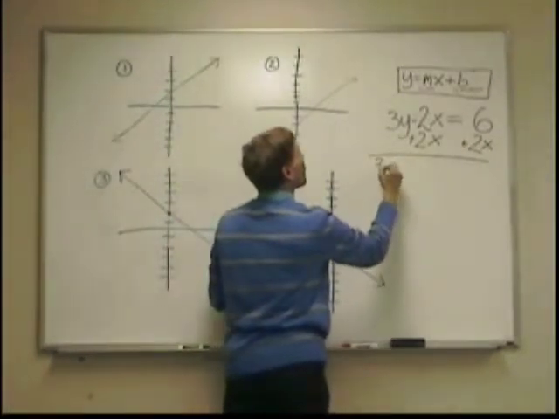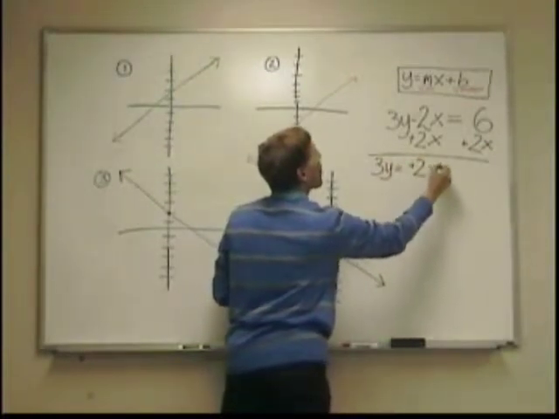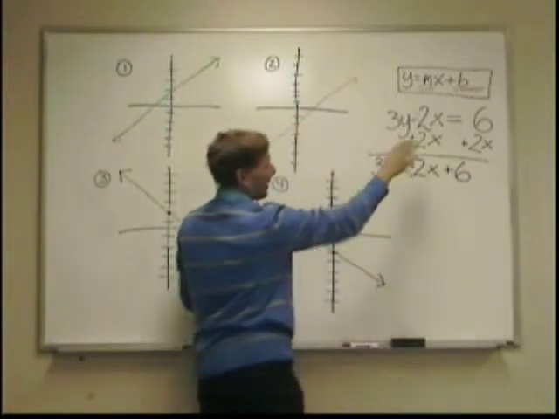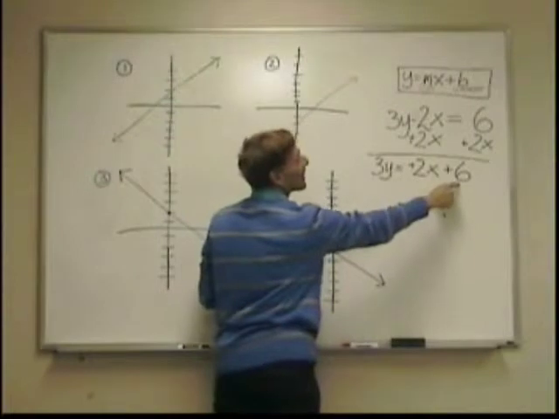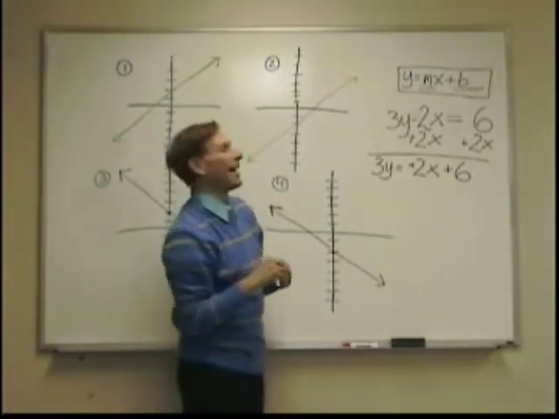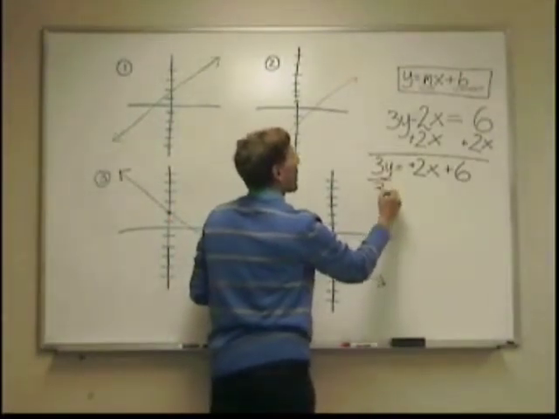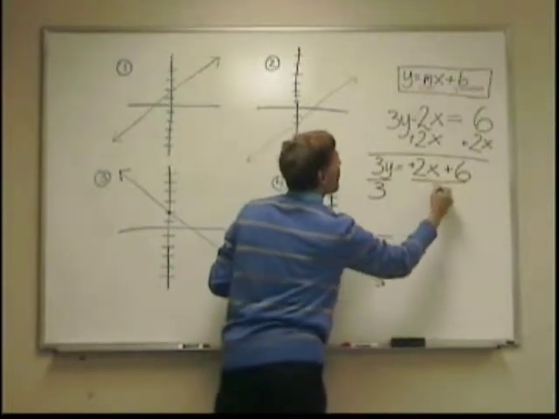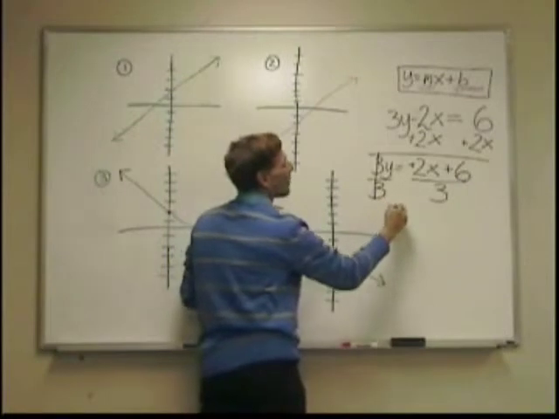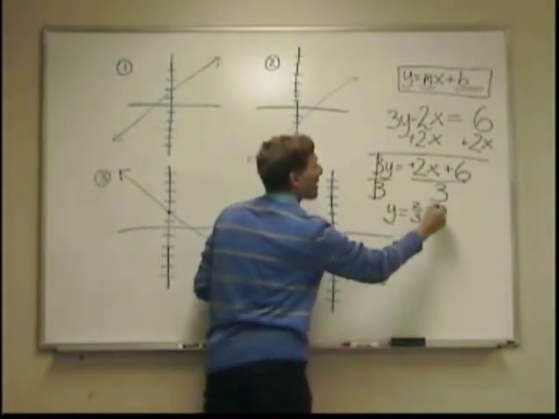And that gives me 3y equals plus 2x, I'm going to put the x first, plus 6. I keep them separate. I'm putting the 6 last to keep it in the y equals mx plus b format. Now I don't want 3y, I want y, so I divide everything on this side by 3. That gets the y by itself, so I have y equals 2 over 3x.